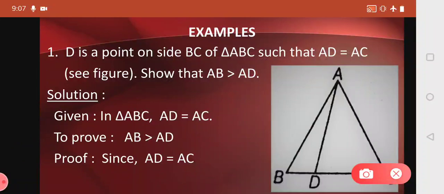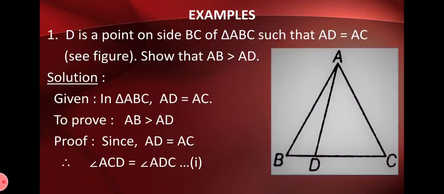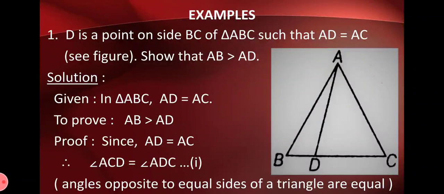Recall theorem 7.2, that is, angles opposite to equal sides of a triangle are equal. Now you can see that it is given AD equal to AC. So the opposite angle of side AD will be angle ACD. Similarly, the opposite angle of side AC will be angle ADC. So we write angle ACD equal to angle ADC. Let it be number 1. Why? Because angles opposite to equal sides of a triangle are equal.